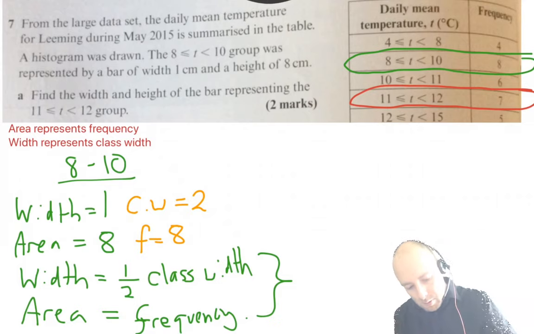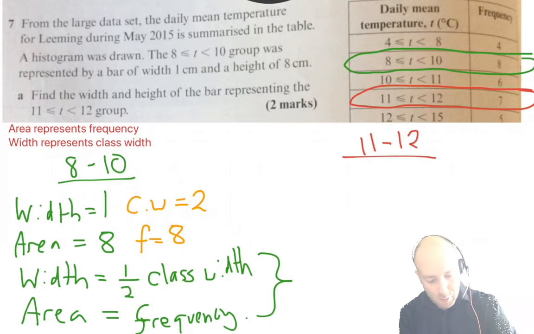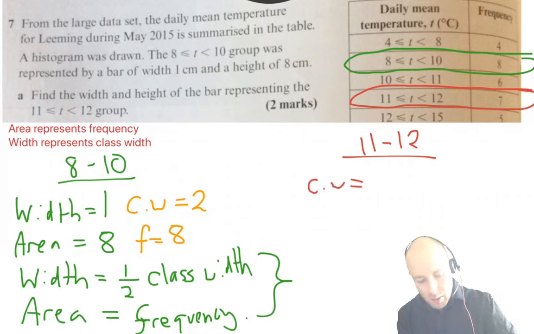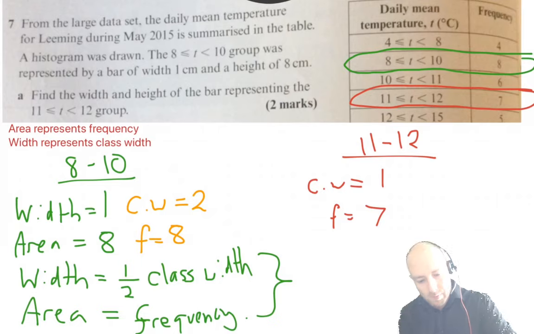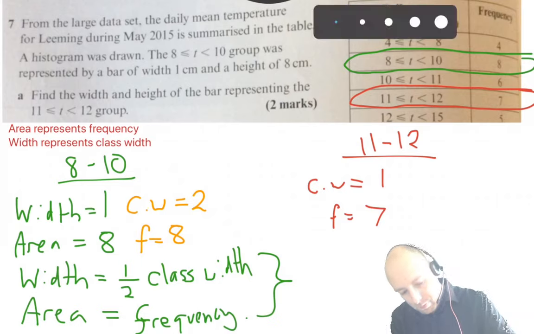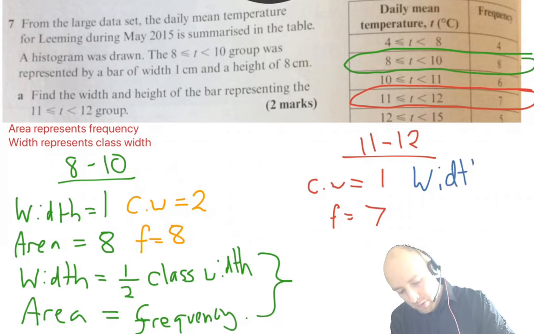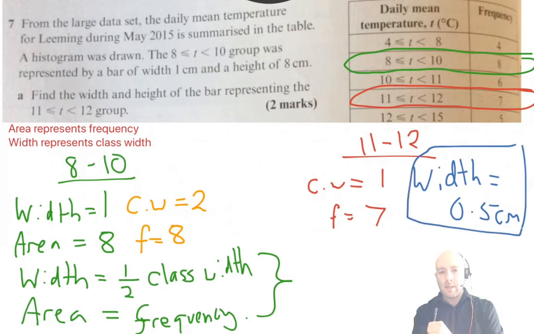All right. The other bar then, 11 to 12. Let's write down what we know about it. So I know my class width is 1, and I know my frequency is 7. So remember, our width should be half of our class width. So if my class width is 1, my width is 0.5 centimeters. And that's part of my final answer. We just need to work out what the height needs to be. So the area should equal the frequency, so the area should be 7.